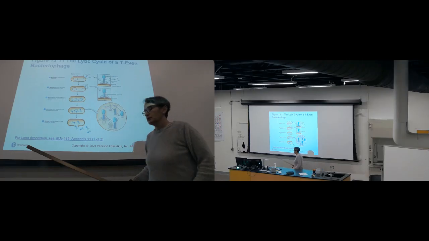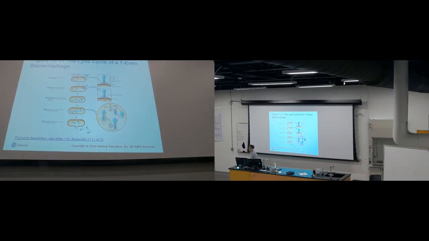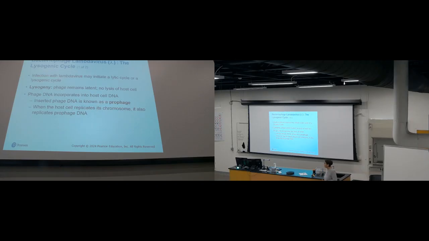Sometimes what you can expect is misassembly. Sometimes you can have some capsids that won't have this DNA. And depending on the type of virus, you can sometimes have part of the DNA of the host carried over together with the viral DNA. And that's how you have phage conversion. So that's for T-even, the lytic cycle.